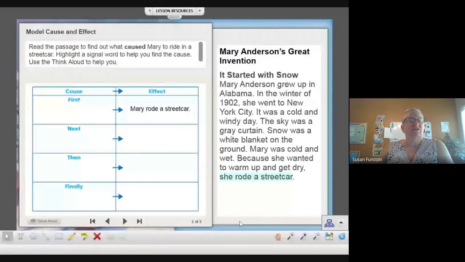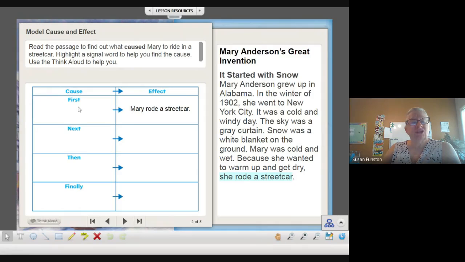All right. So we're going to read the passage to find out what caused Mary to ride in a streetcar. Highlight a signal word to help you find the cause. Okay. So Mary Anderson grew up in Alabama. In the winter of 1902, she went to New York City. It was a cold and windy day. The sky was a gray curtain. Snow was a white blanket on the ground. Mary was cold and wet. Because she wanted to warm up and get dry, she rode a streetcar.